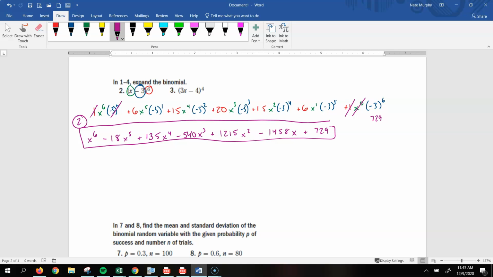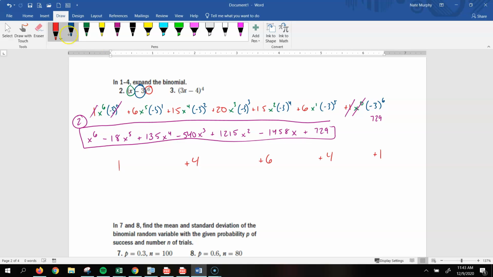So let's look at how we would do number 3. Number 3 is actually going to be a little bit easier. It's not going to be quite as large. But we're going to start it out the same way. We're going to start with the row from Pascal's triangle. 1, 4, 6, 4, 1.